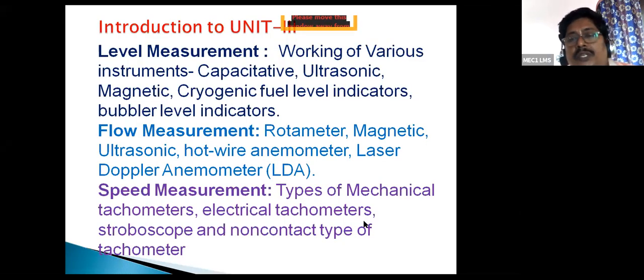Here, flow means always we have to go with respect to time. The rate of movement of a liquid. The rate of movement of a liquid. In other words, we can also call it a discharge. Discharge. The rate of movement of a liquid or the flow rate. Simply, we can also call it a flow rate.